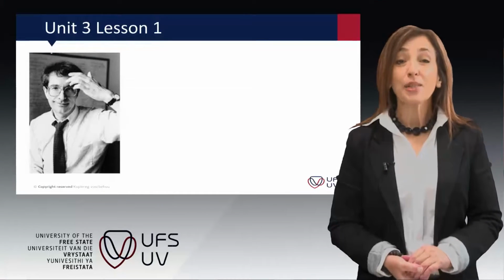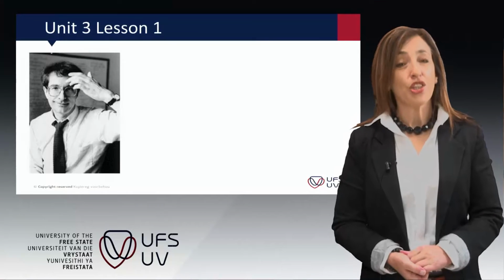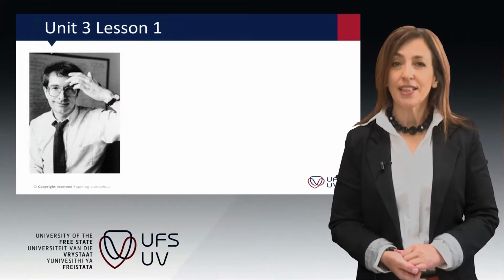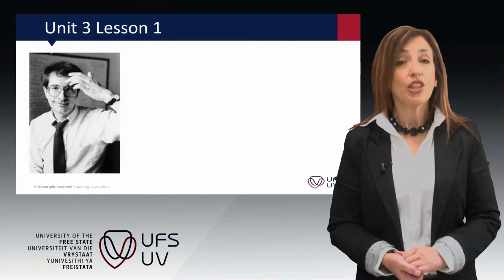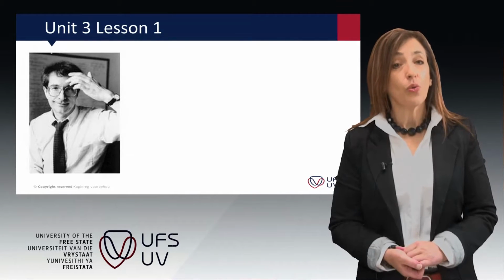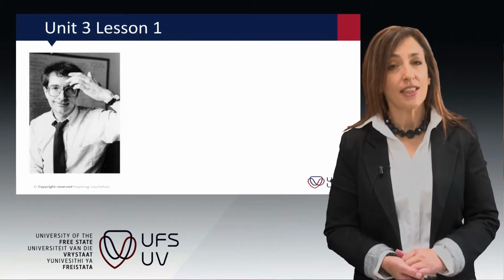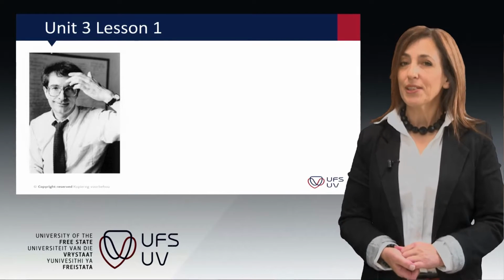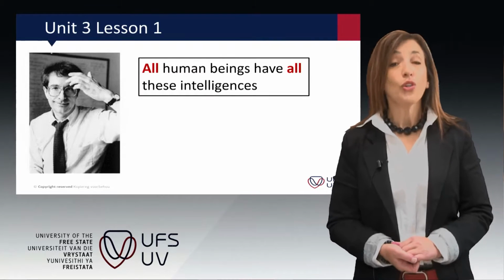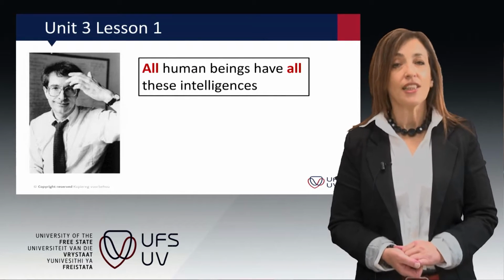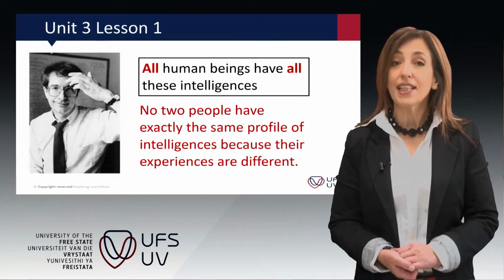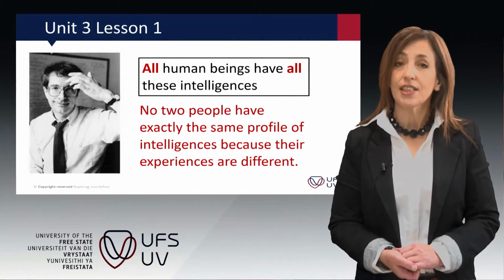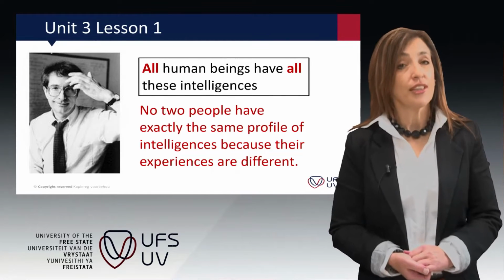In this lesson, we explore the meaning and classroom application of multiple intelligences. Gardner has identified 8 different intelligences. He has developed a psychological theory of the mind that is called multiple intelligences. He makes 2 claims. He claims that all human beings have all these intelligences. He also claims that no 2 people have exactly the same profile of intelligences because their experiences are different.